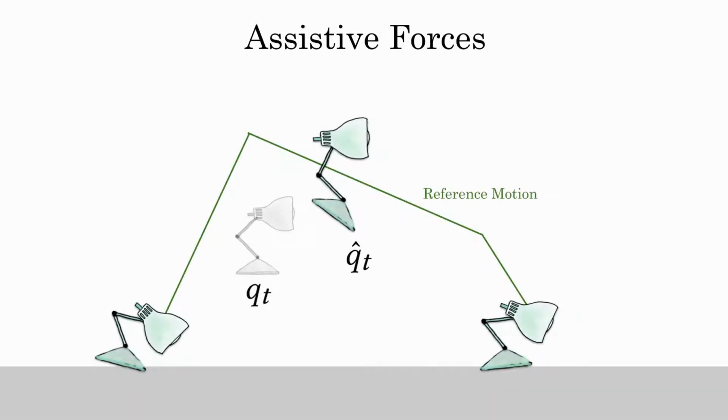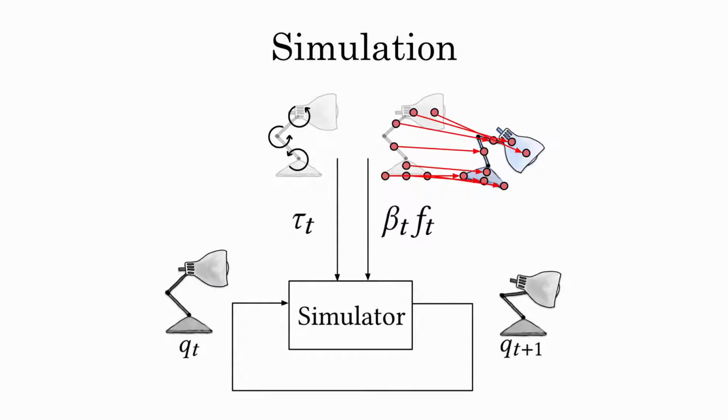A key element of our approach is the use of assistive forces. These pull the character towards the reference motions using springs and dampers, as illustrated here. Importantly, the strength of these assistive forces can be modulated over time, as we will see shortly. The characters are physically simulated, driven by both internal torques, tau, and assistive forces, F, modulated over time by beta. Contact forces also exist, but these are not shown here.